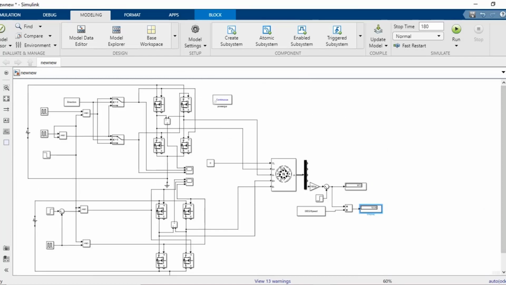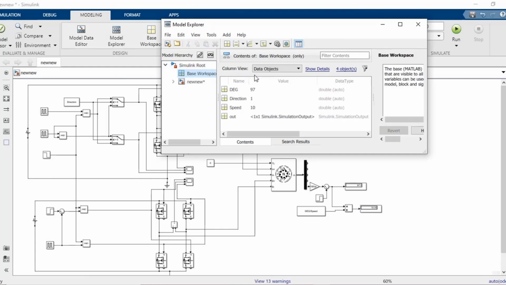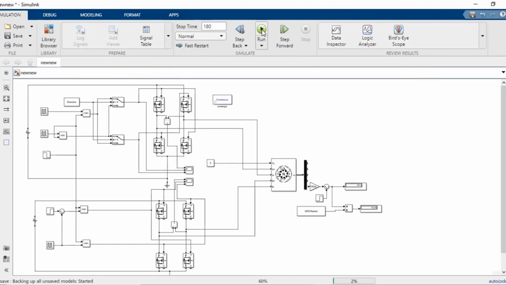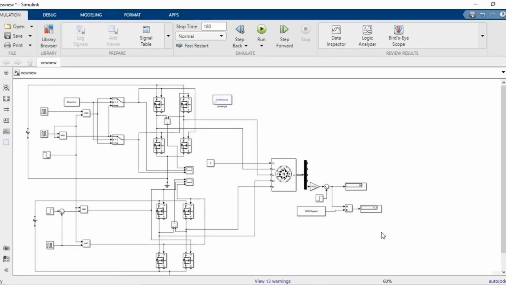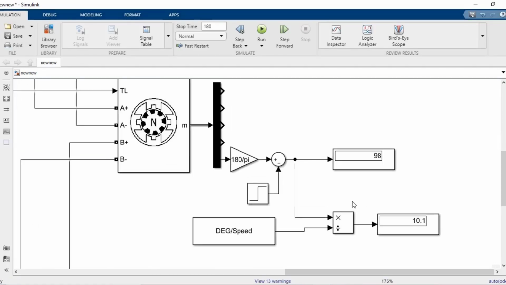Now let's run this. So our final angle should be 97, direction is clockwise, speed is 10. Let's run this. As we can see, there is 1 degree error because we didn't use the error minimizer.